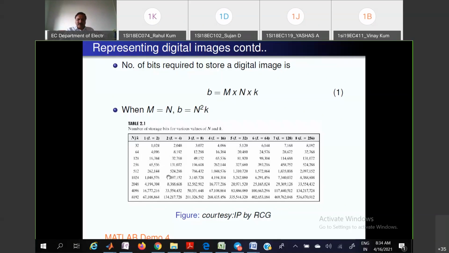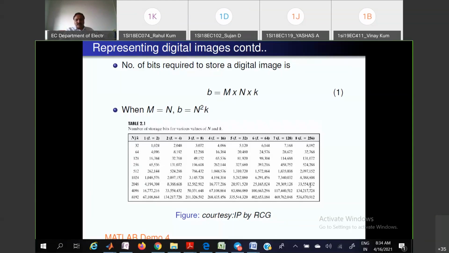use MATLAB to read that image. If you use the command WHOS, it will tell you the size. I'll demonstrate. I think Sumuk is answering. He says it is 4032 cross 3024. It actually means that you will have 3024 rows and 4032 columns, because normally the number of columns will be more compared to the number of rows.